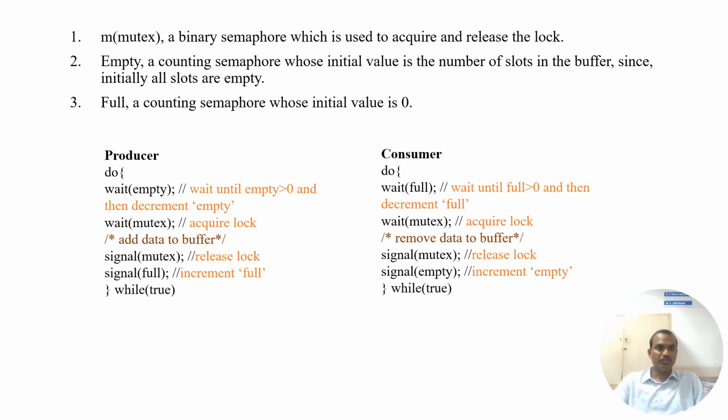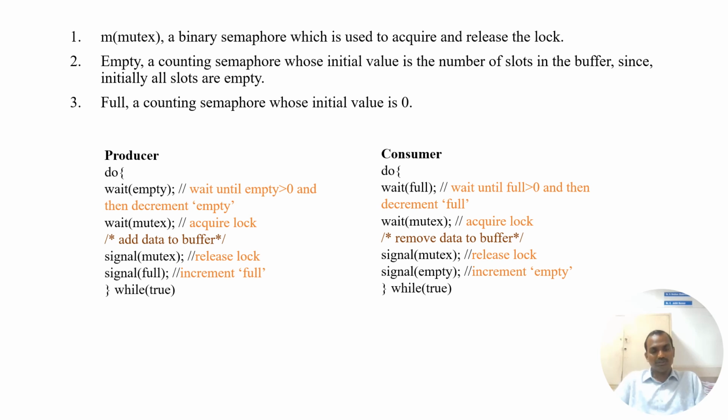Here is simple code for the producer. Do wait of empty. The meaning is: wait until empty is greater than 0 and then decrement empty. We are using the atomic operations wait and signal. Wait is always used to decrement, and signal is always used to increment. Empty is a counting semaphore, so wait until empty is greater than 0.